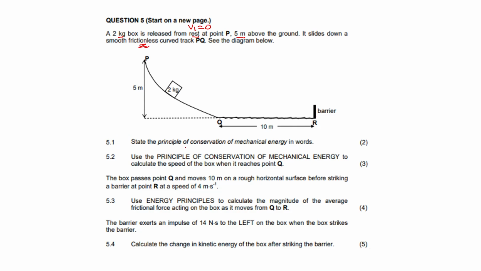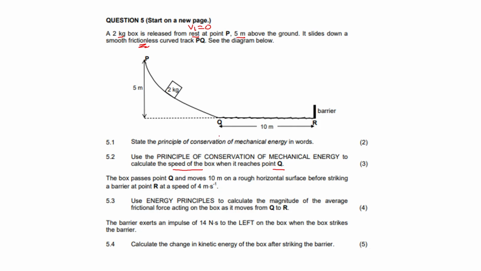5.1, state the principle of conservation of mechanical energy in words. So the principle goes, the total mechanical energy in an isolated system remains constant. Or you could say, the sum of the kinetic and gravitational potential energies in an isolated system remains constant. Anything along those lines.